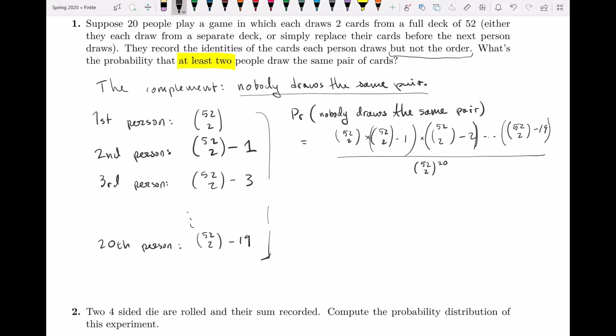We can also rewrite the numerator. An easier way to write this is simply 52 choose 2 permute 20. So this is permute of 52 choose 2, comma 20, which is a slightly new situation in that we have nested combinatorial functions, but there's nothing wrong with that.